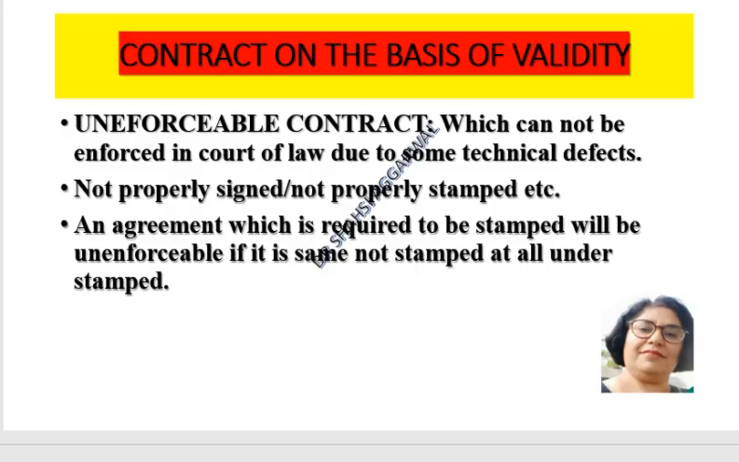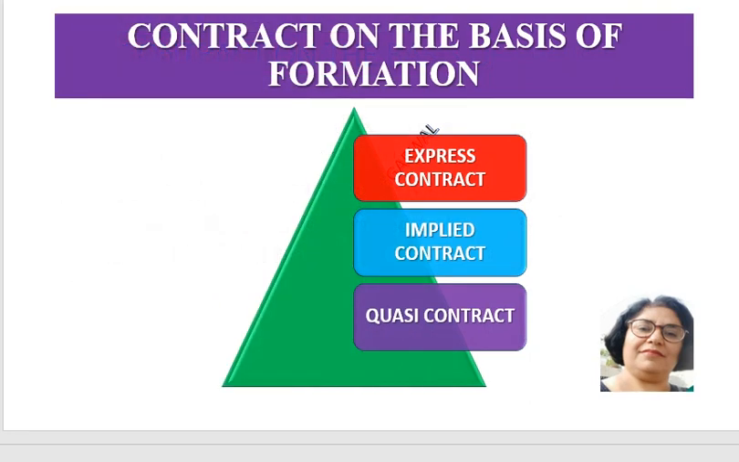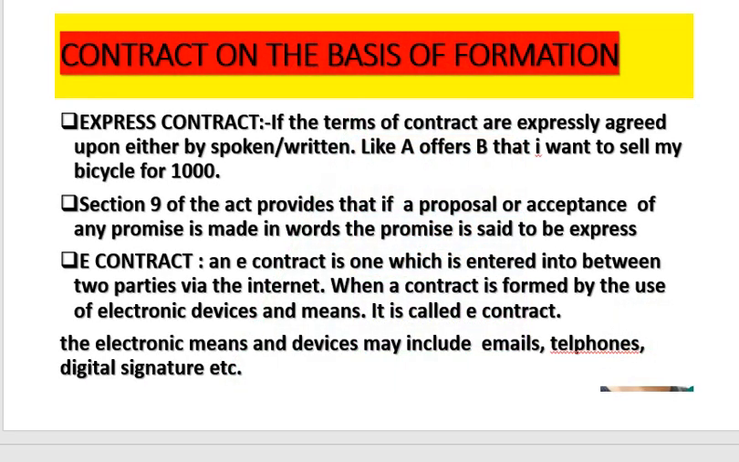Now we will understand classification on the basis of formation: express contract, implied contract, quasi contract, e-contract and standardized contract. Express contracts are those contracts which are expressly agreed, either by spoken or written medium. Like A offers B, I want to sell my bicycle for rupees 1000. He spoke these words to B, so it is an express contract. Or it could be in written mode also, like A writes a letter to B that I want to sell my bicycle for rupees 1000.